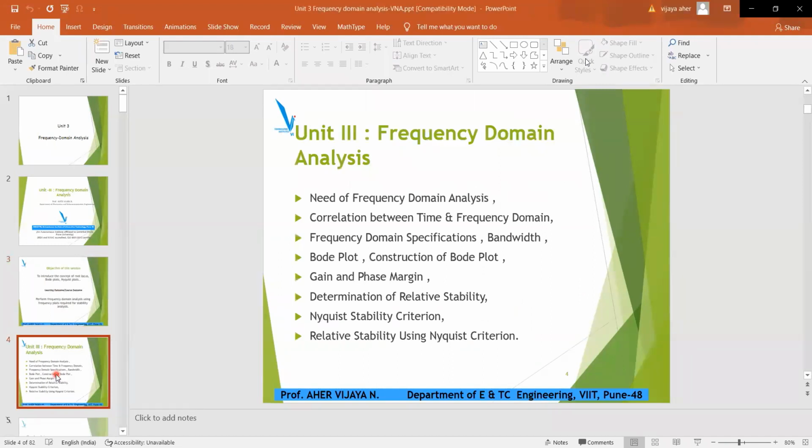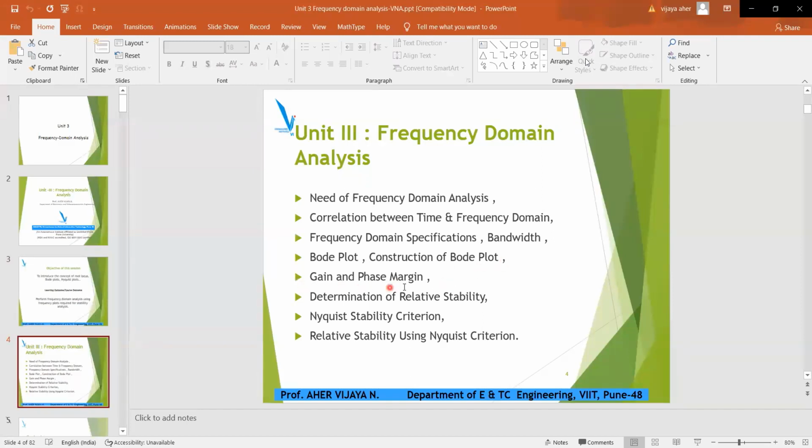Now these are the contents of Unit 3. Unit 3 is frequency domain analysis. In it, you are going to study the need of frequency domain analysis and its advantages. Then the correlation between time and frequency domain. Then frequency domain specifications, bandwidth. Then you are going to study the Bode plot, how to draw a Bode plot, the construction of Bode plot. First of all, we are going to solve numericals related to the Bode plot, and then we are going to plot the Bode plot on graph paper. That is the construction of Bode plot.